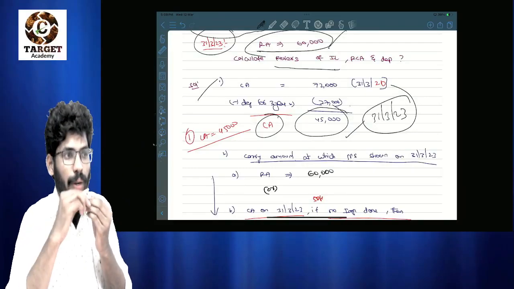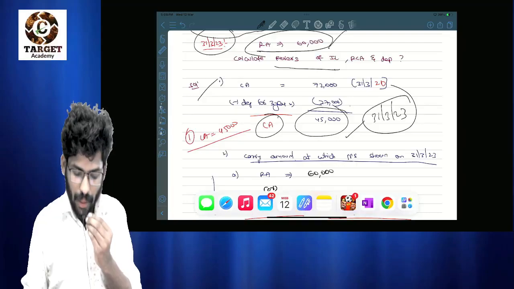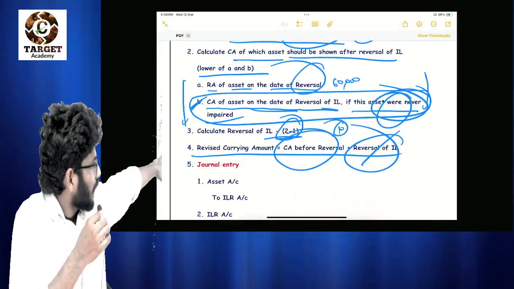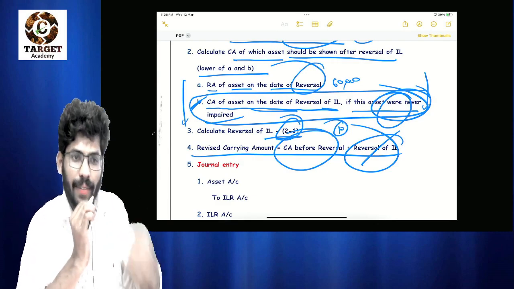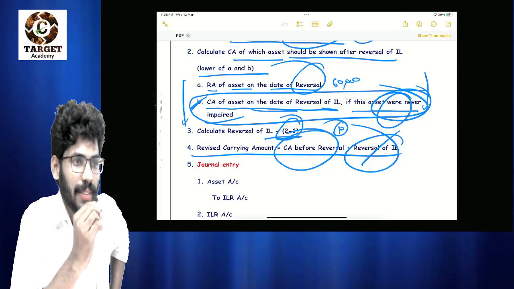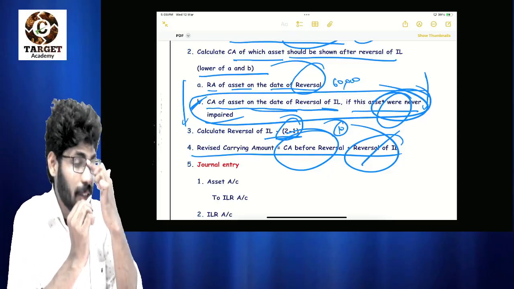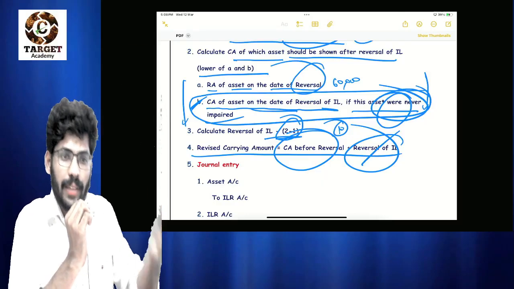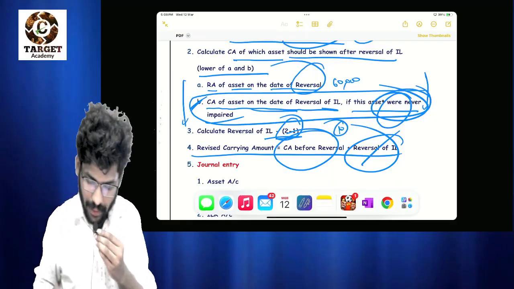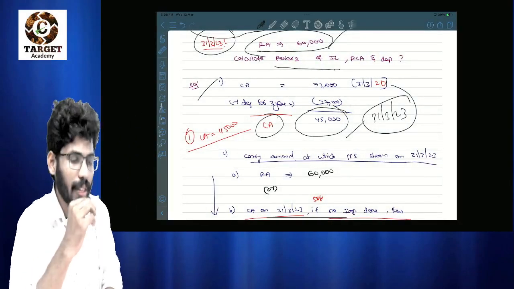What is the step? Point number 2. What is the B point, guys? Carrying amount of the asset, if the asset had never been impaired. Anyone please tell me: if the impairment loss was not recognized in previous years, then what should be the carrying amount on this date? Understood my question? Same case, sir. We already discussed one example also.